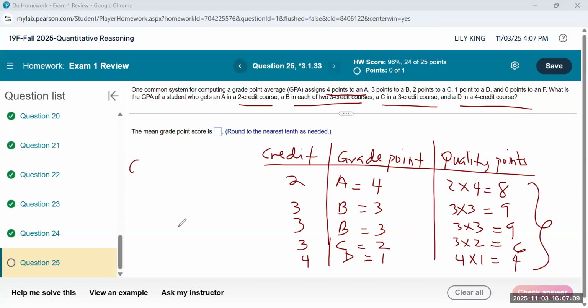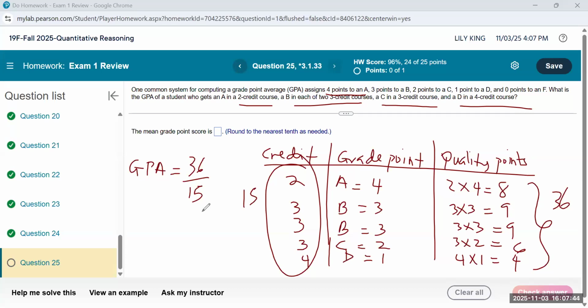So now to get a GPA, you add up the values under the total points. So 8 plus 9 plus 9 plus 6 plus 4 have a total of 36. And for the credit hours, we have 2 plus 3 plus 3 plus 3 plus 4. We have 15. So you take 36, divide by 15, and that gives you the GPA. It says we have to round to 1 decimal place, so this is just 2.4.